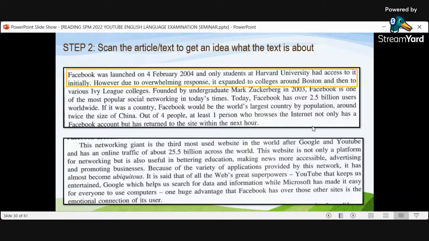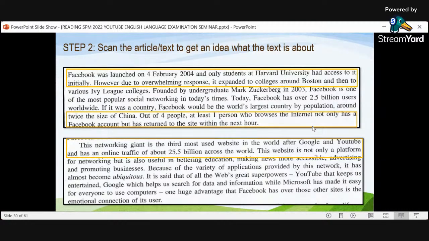He's talking about Facebook, which was launched on 4th February 2004 and only students at Harvard University had access to it initially. All right, I'm reading that. And then I'm reading the last one. Out of 4 people, at least 1 person who browses the internet not only has a Facebook account, but has written to the site within the next hour. So I know the text is about Facebook, when it's launched and how many people go back to Facebook.